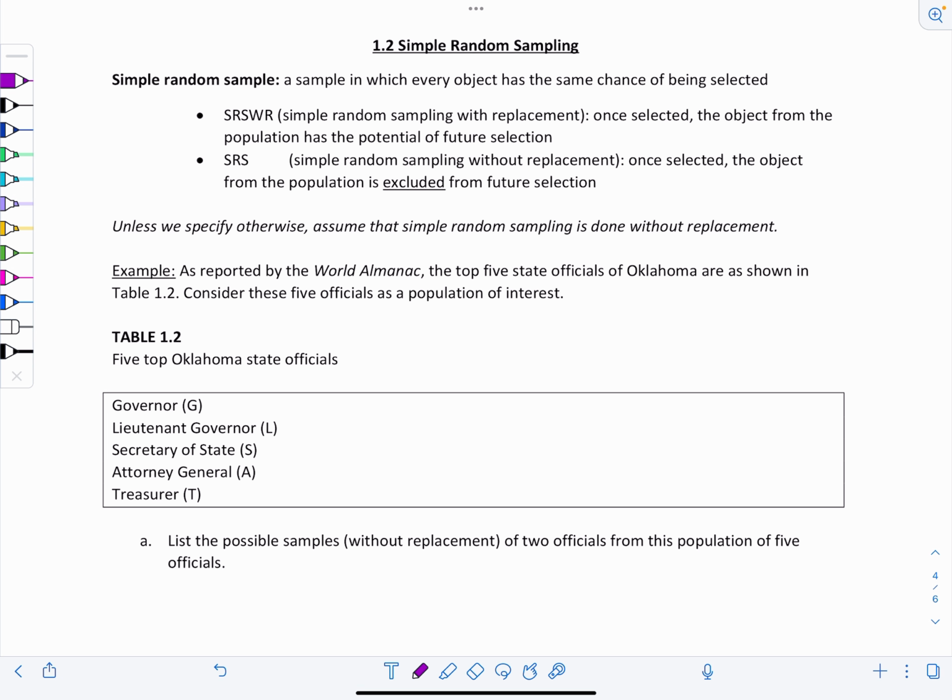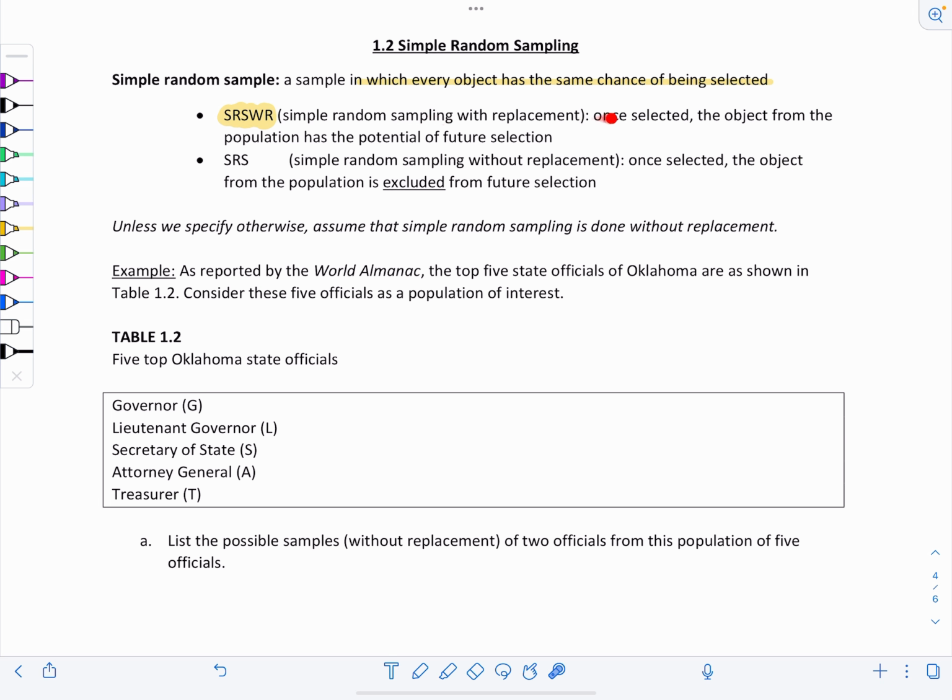Simple random sampling. So a simple random sample is a sample in which every object has the same chance of being selected. There's two ways that you could create a simple random sample. First one is a simple random sample with replacement. It's a mouthful, so we like to abbreviate. SRSWR. Once selected, the object from the population has the potential of future selection.